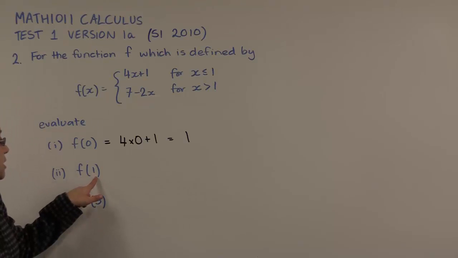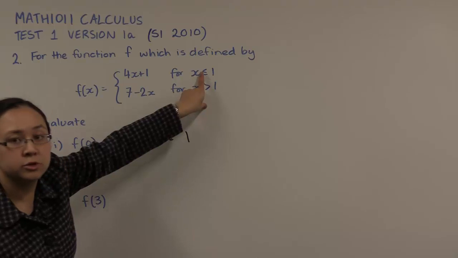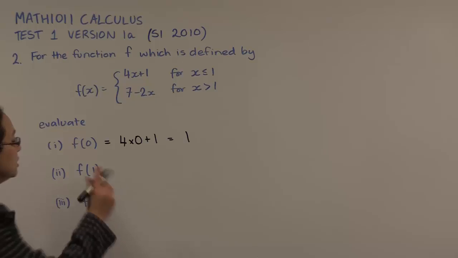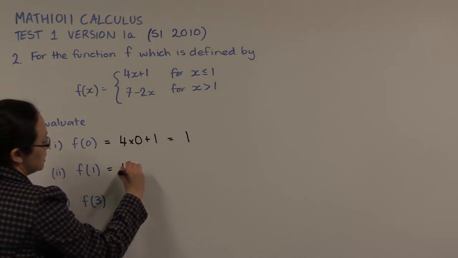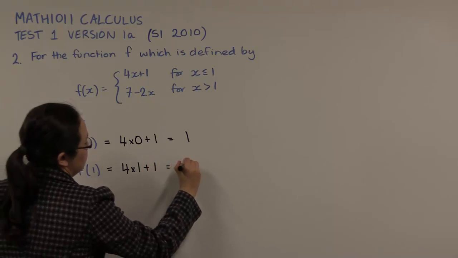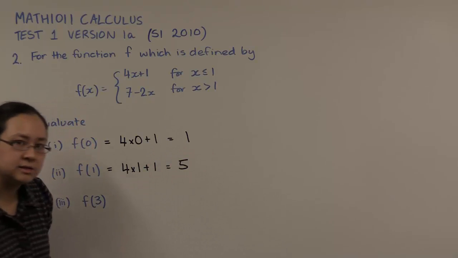f of 1, so the function value at x equals 1. Well, 1 is less than or equal to 1, so we're still using the top rule here, certainly not bigger than 1. So we're still using the rule 4x plus 1, so 4 lots of 1 plus 1 is 5. f of 1 is 5.